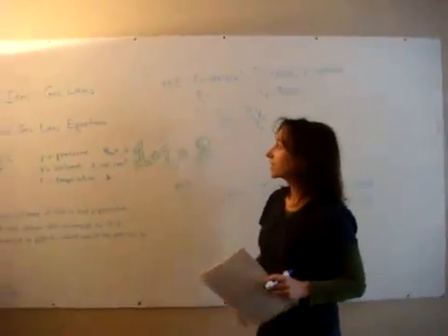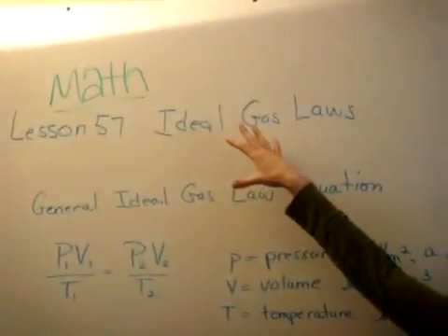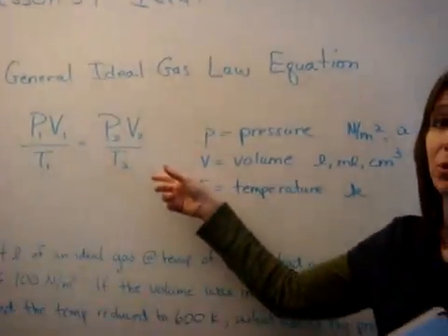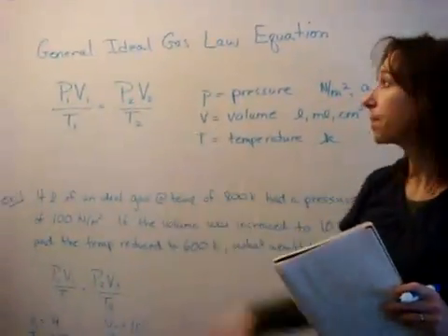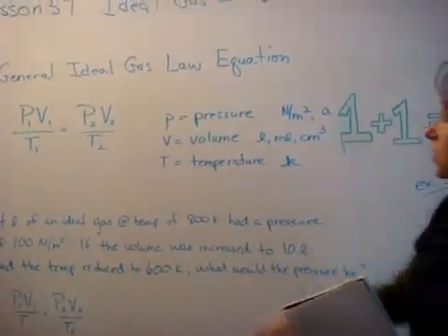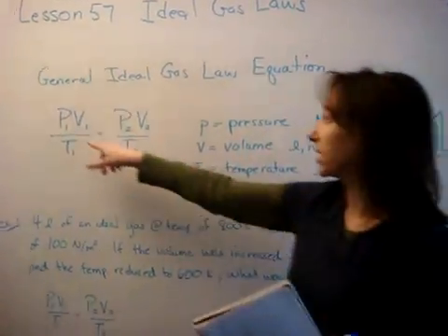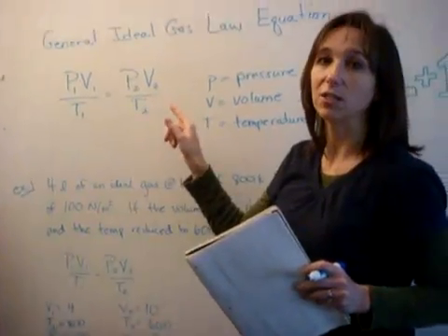All right, let's move on to lesson 57, ideal gas laws. This is another chemistry lesson. This is mostly using ratios in order to solve chemistry problems. So hopefully when you hit chemistry, you'll remember this, and this will help you out. We're going to use ratio problems, and we're going to use the general ideal gas law equation, which is right here, P1V1 over T1 equals P2V2 over T2.